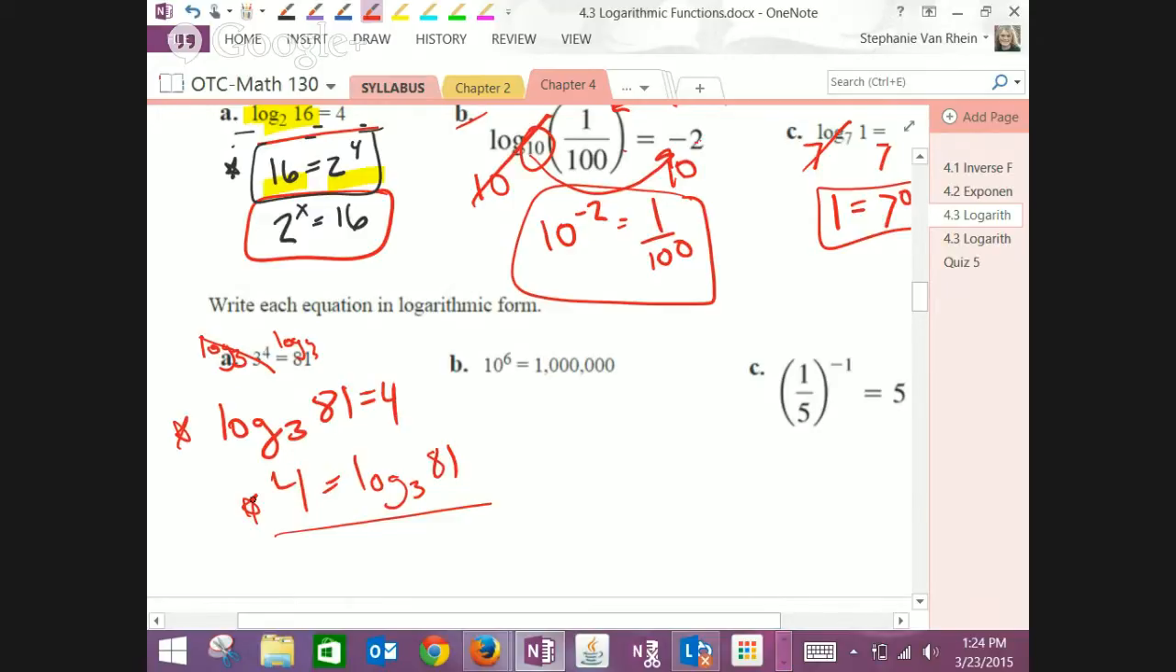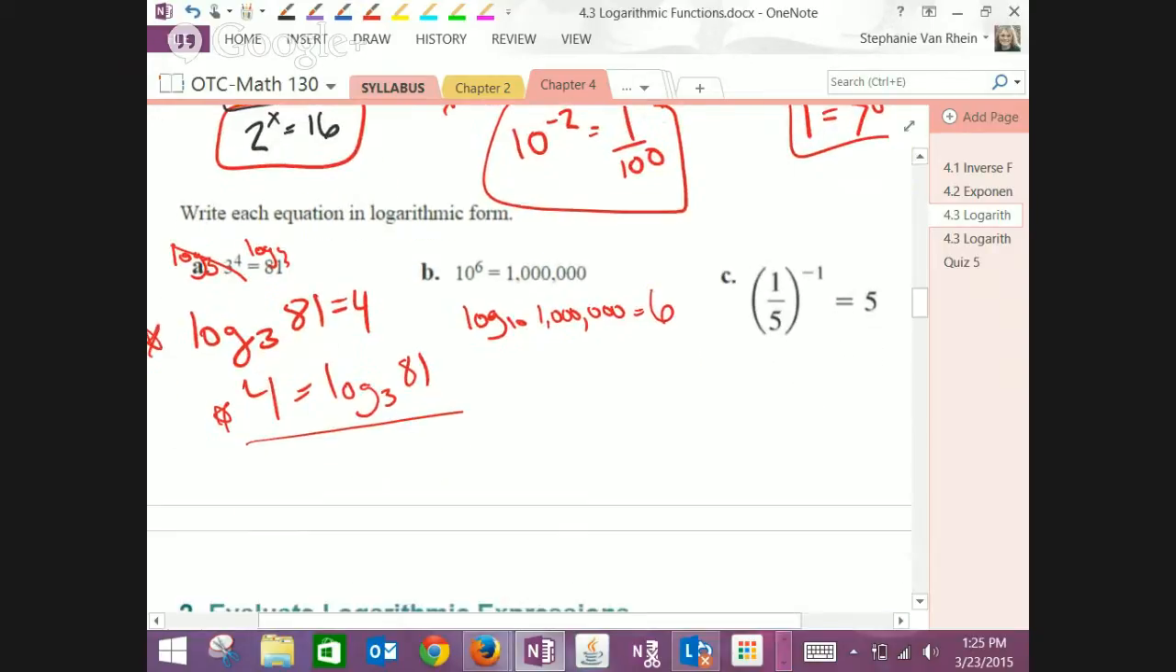So what's B? Log base 10 of 1 million equals 6. Good. So that's saying log base 10 of a million is 6. And that looks like a B. 10 is usually the assumed base. It is. So on your calculator, eventually we'll get there. If the base is not listed, it's understood it's 10.